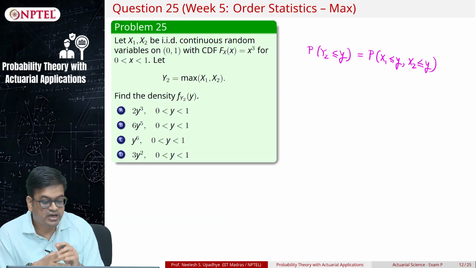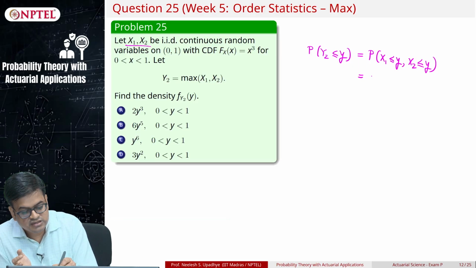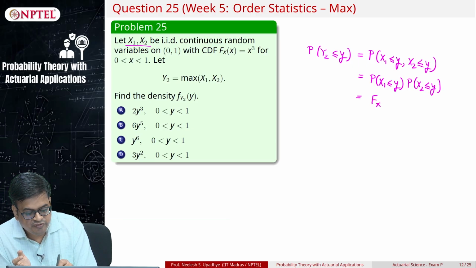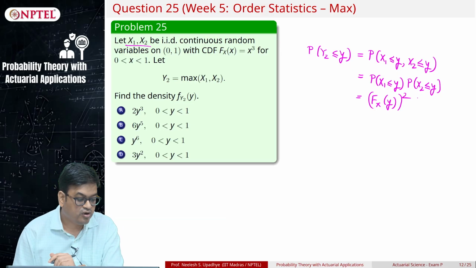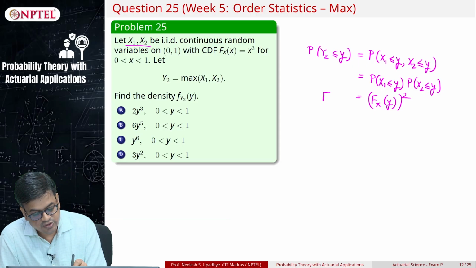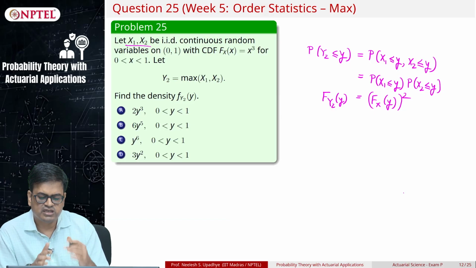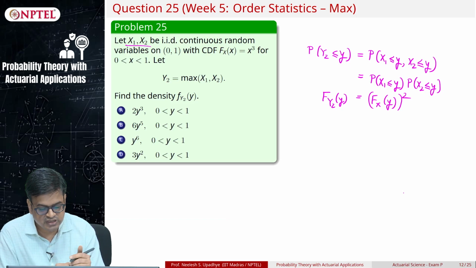This we have done when we did order statistics, and because they are IID, this essentially means probability of x1 less than or equal to y into probability of x2 less than or equal to y. But what are they? They are basically F_X(y) and F_X(y) squared, right. So this is the CDF of our order statistic, which is Y2. So this is going to be F_Y2(y). With this knowledge, this is actually a formula well known to us. You should recollect this formula, but for the sake of convenience I have derived it.